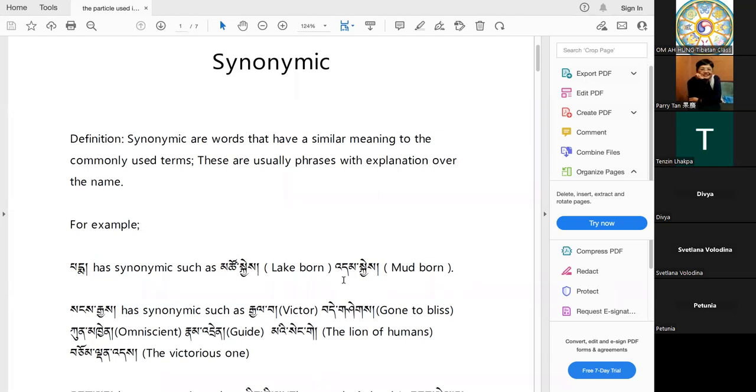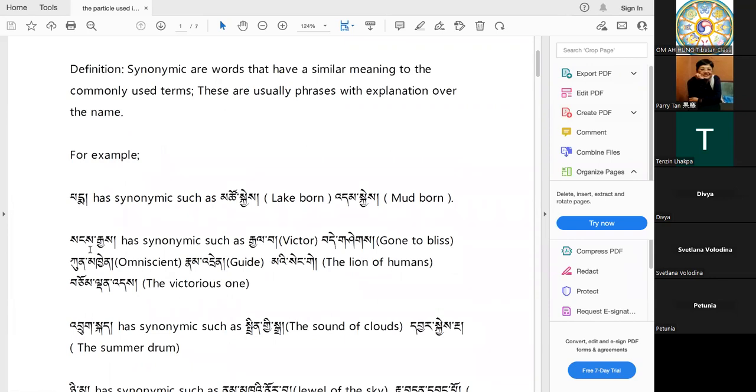So we see that it is very logical, and both of these names are derived names. Most of the time these are used in poems. And then we have other synonymics for Buddha, Sangye. The first synonymic is Gelwa, which means the victor, the one who has won. The second one is Deshik, which means gone to bliss.